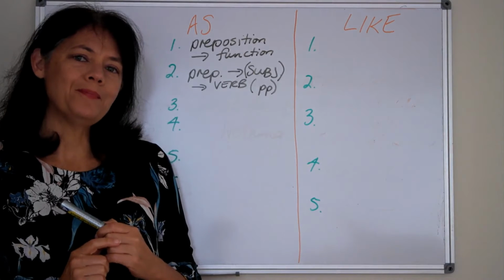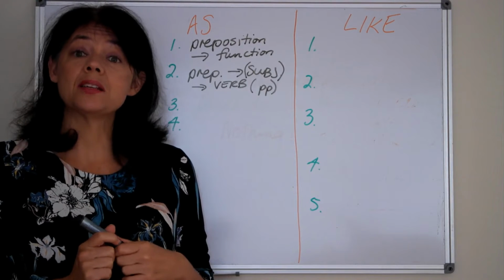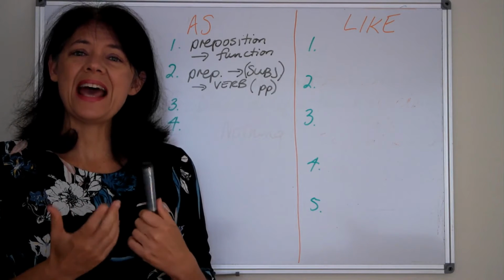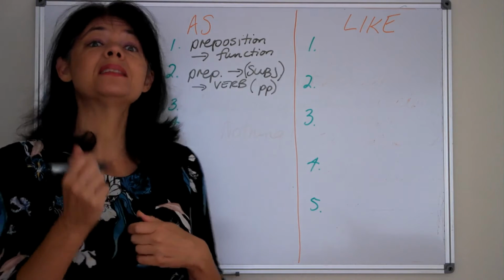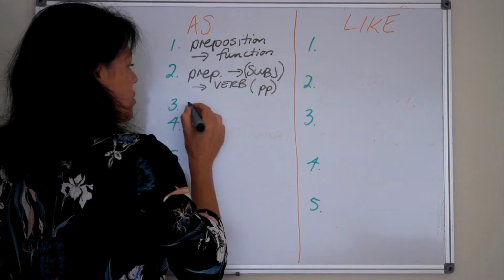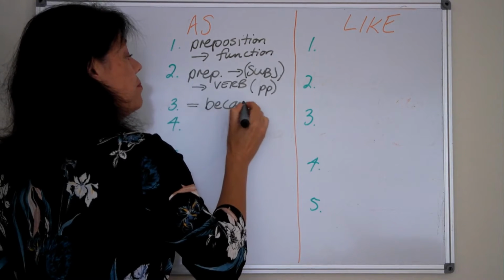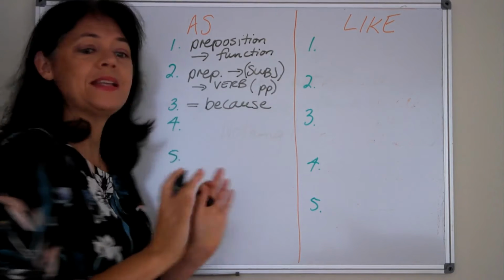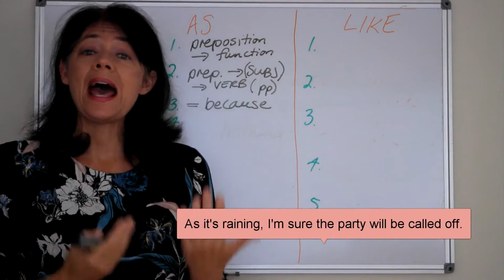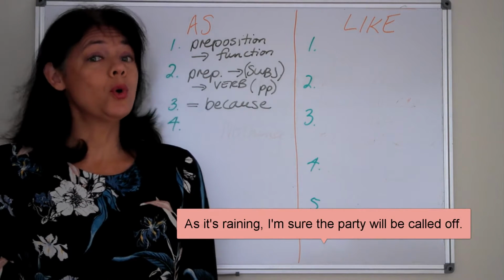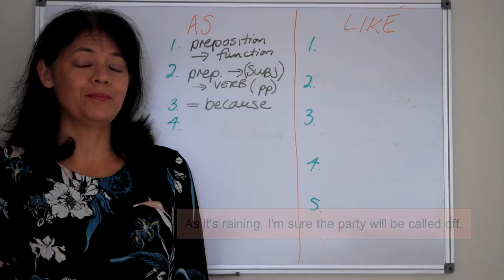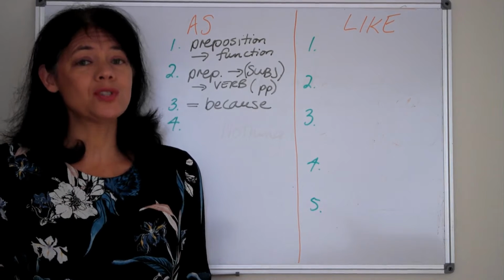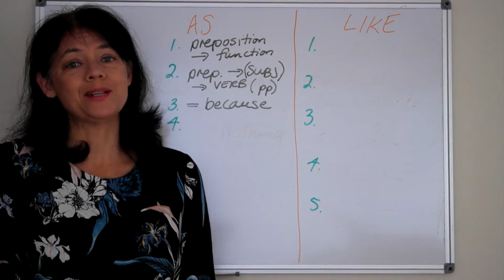Let's move on to the third one. The third one is not a preposition, it's a conjunction. And as simply means because. So as can mean because. That's all. As it's raining, I'm sure the party will be called off. Which means because it's raining, I'm sure the party will be called off.